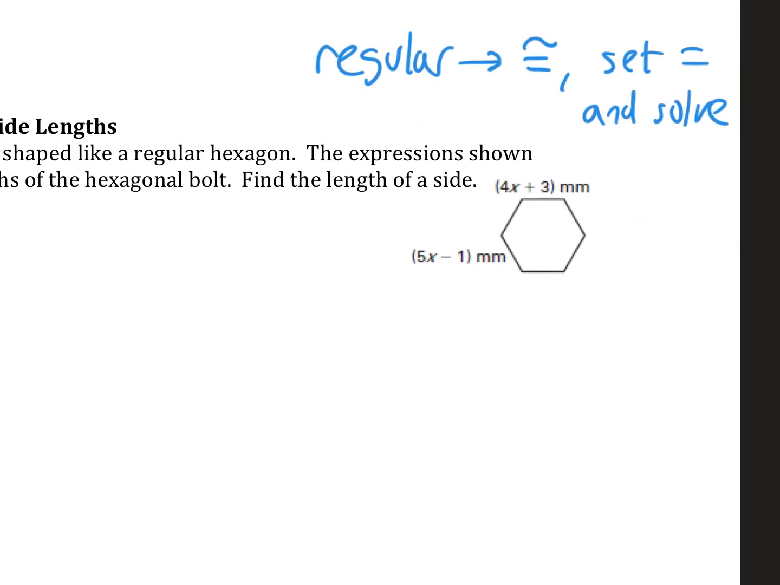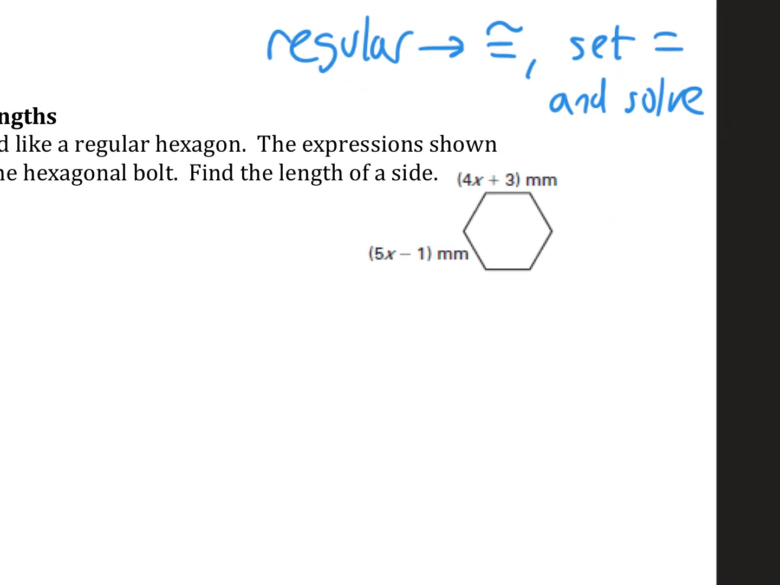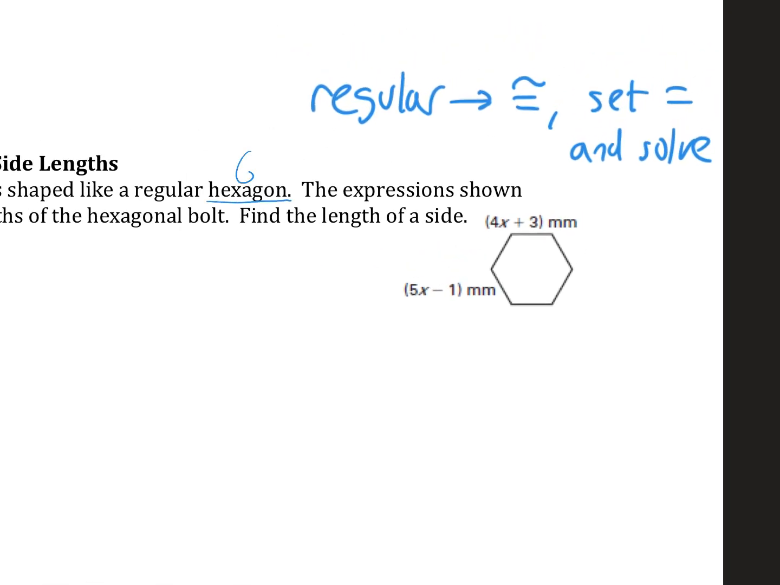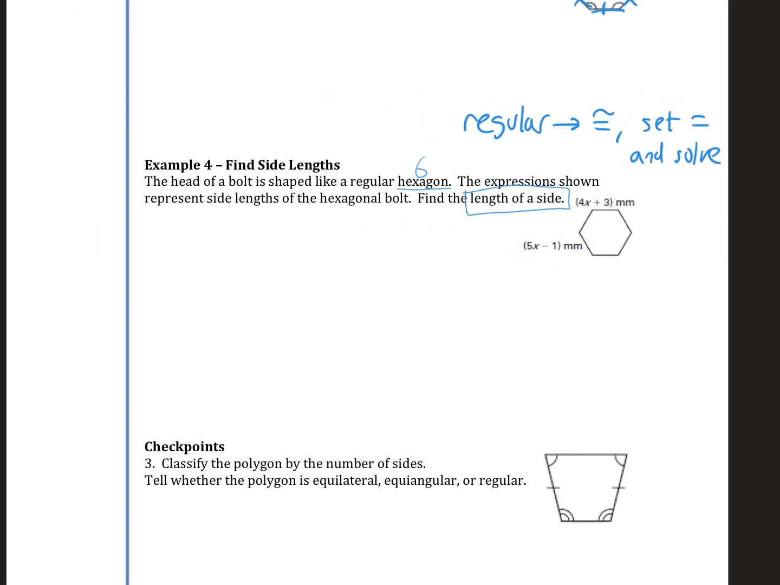All right, so this is a regular hexagon, means all the sides are congruent. A hexagon, I forgot to mention, is 6 sides, right? We're looking for the length of a side, like the box shows. We know that the measure over here is 5x minus 1, and this one is 4x plus 3. What are we going to do with those two lengths? Well, if it's regular, it means they're congruent, so we can set them equal. So 5x minus 1 equals 4x plus 3.